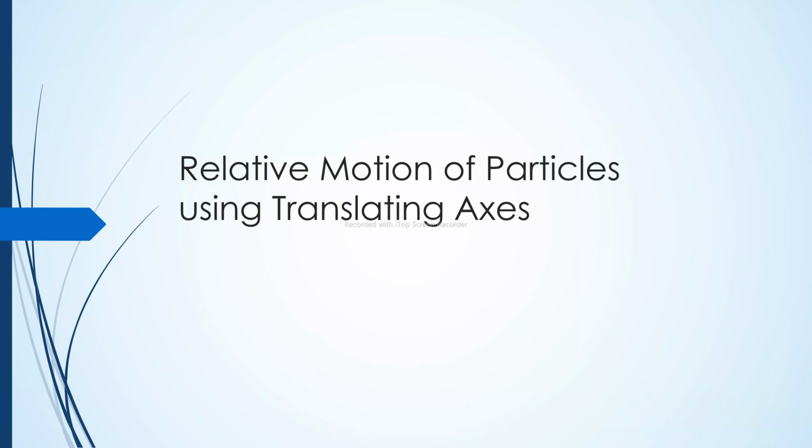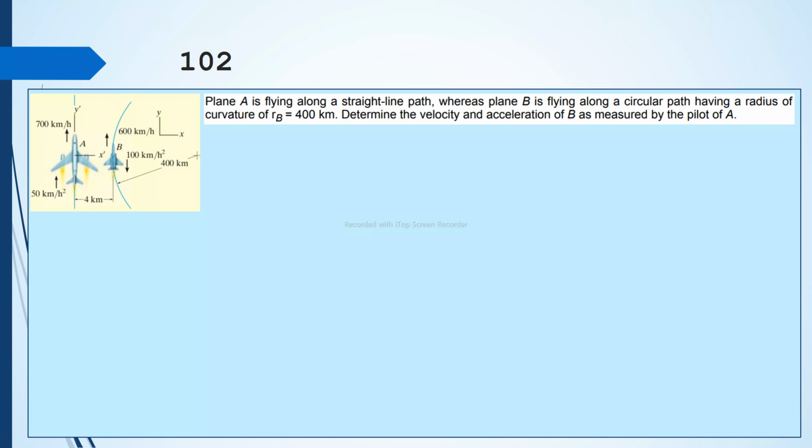Let's continue our discussion on the relative motion of particles using translating axis. Now let's proceed with our second problem. Here we have a plane A and a plane B. We have two planes here. One is traveling along a straight path. The other is along a circular path, or a curvilinear path. Let's read our problem.